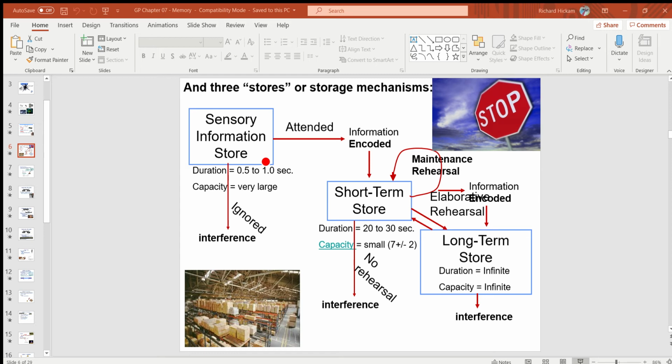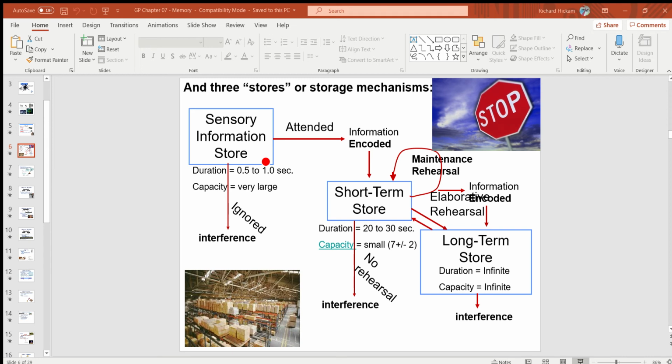Well, the moment that you recognize that red blip is a stop sign, you've attended to that information, and it's transferred from the sensory information storehouse, encoded into what we call short-term memory. Your short-term storehouse, that's also called working memory, is the area where your mind consciously holds pertinent information that you'll need to deal with in the moment.